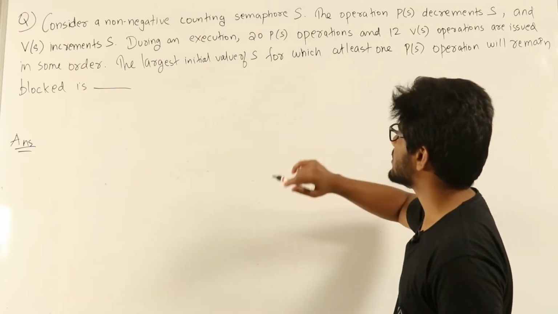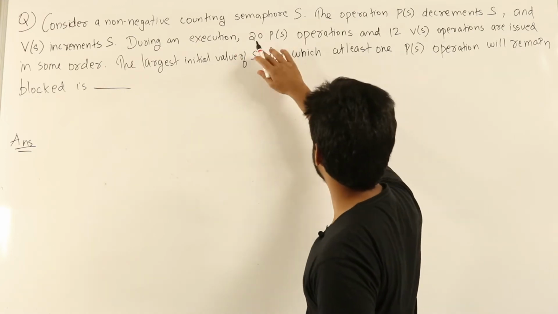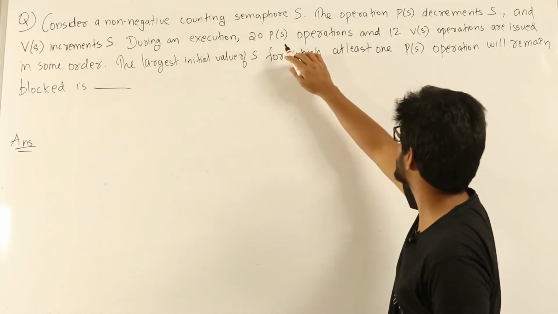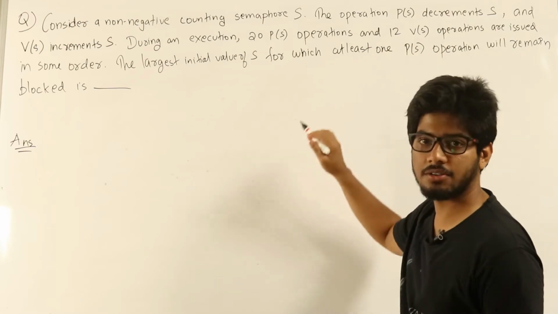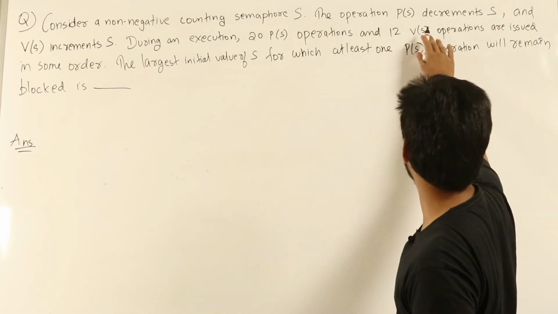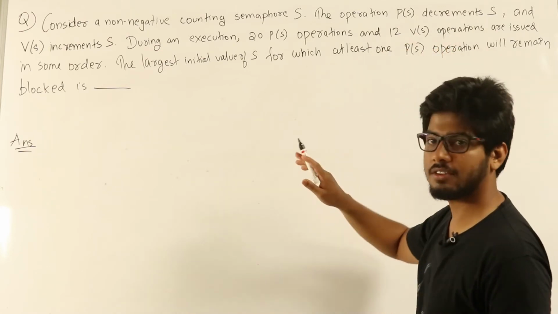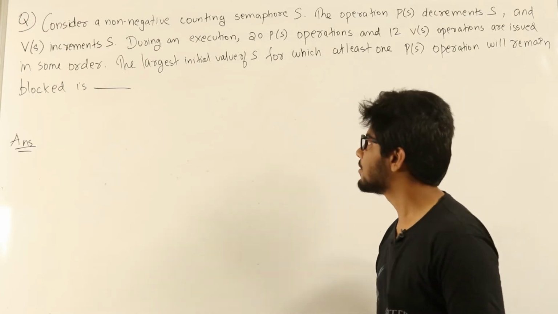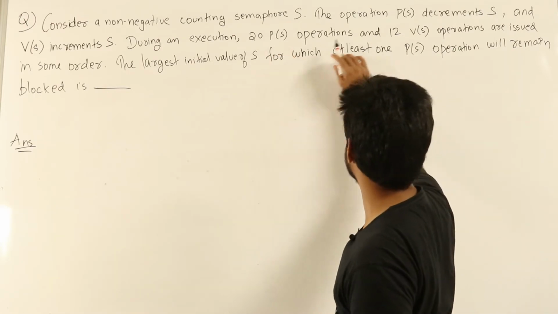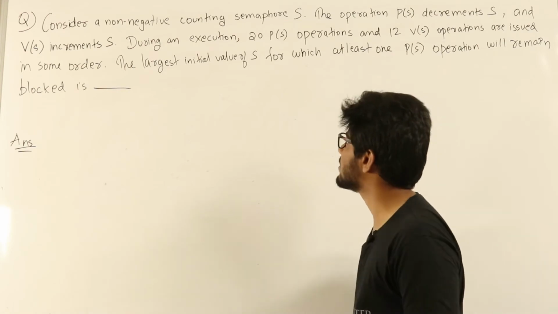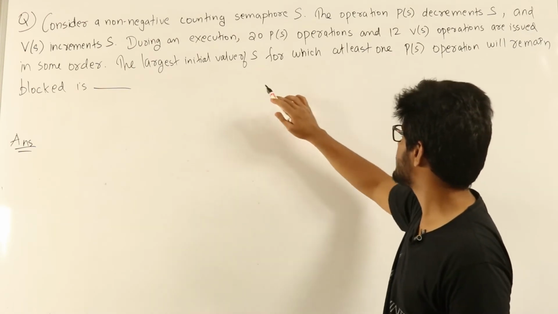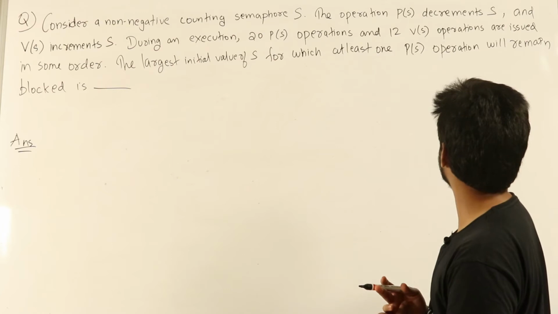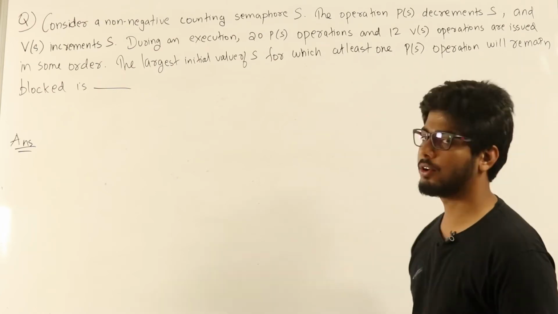So in this question, we are performing 20 P of S operations. P of S is nothing but the down operation on the semaphore, and there are 12 V of S operations. V of S are up operations on the semaphore, increment operations. So we have 20 decrement operations and 12 increment operations, and they are asking what is the largest value of S for which at least one down operation will remain blocked.